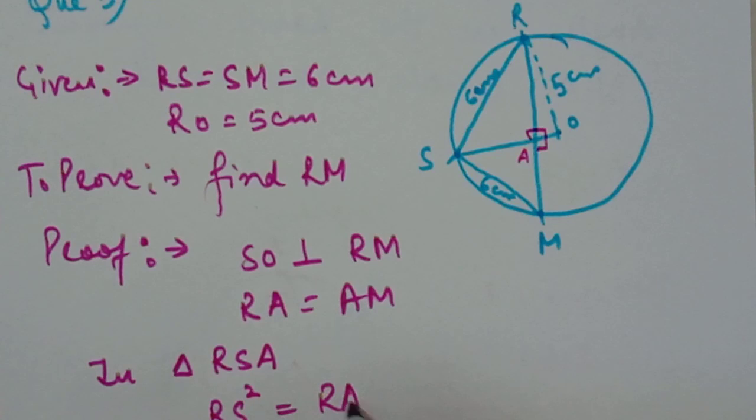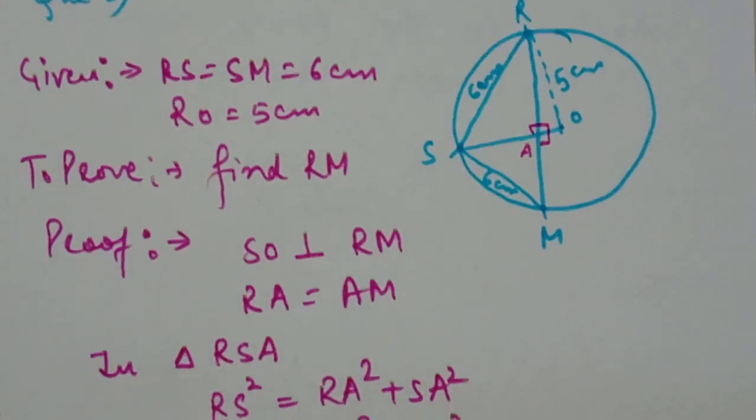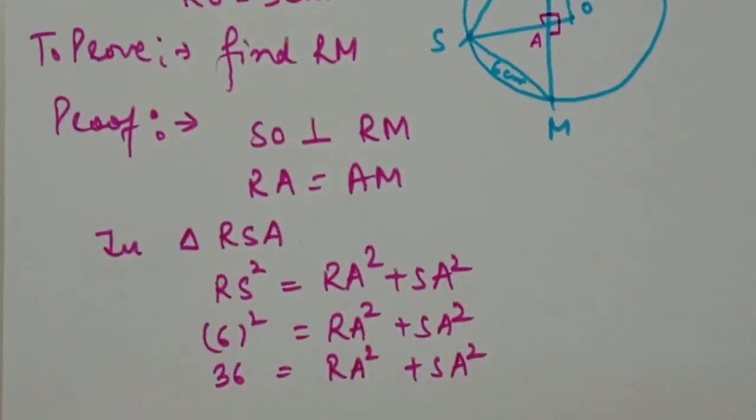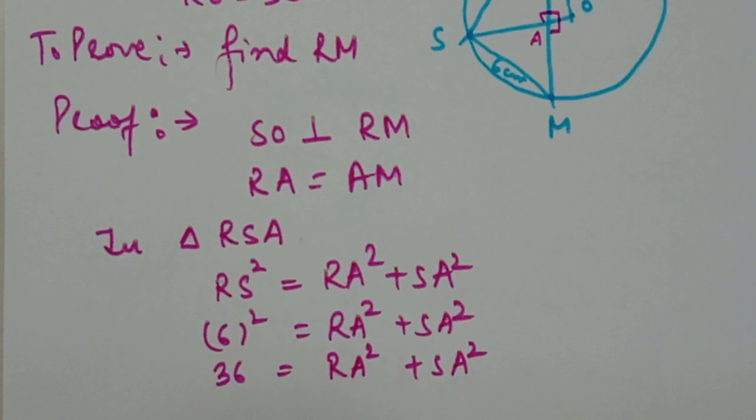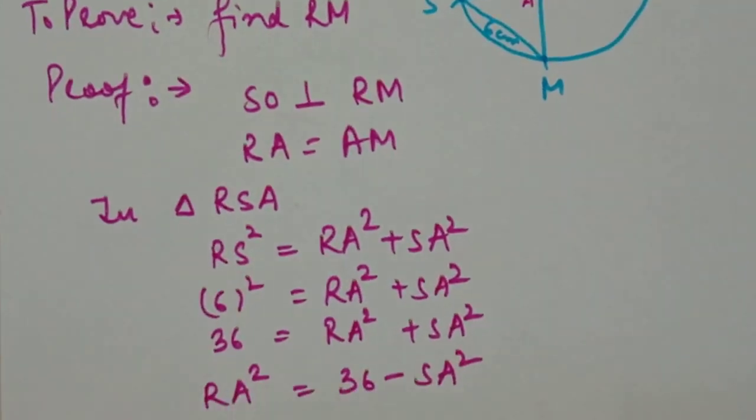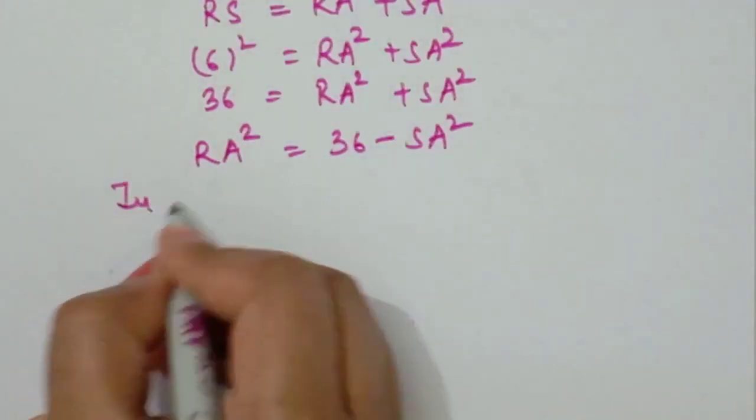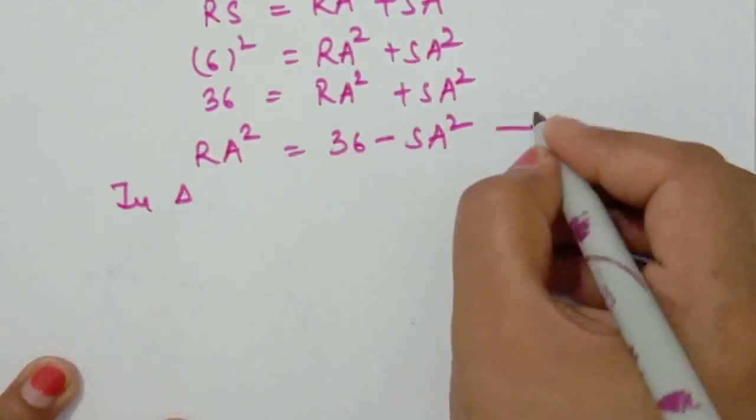RS square is equal to RA square plus SA square. RS is 6 centimeter, so 36 is equal to RA square plus SA square. We have to find RA square, so definitely RA square is equal to 36 minus SA square. This is our equation number 1.